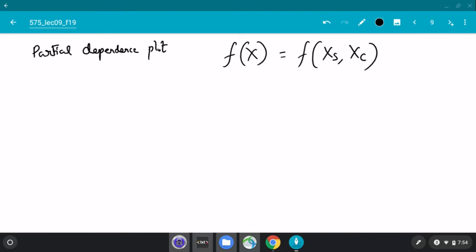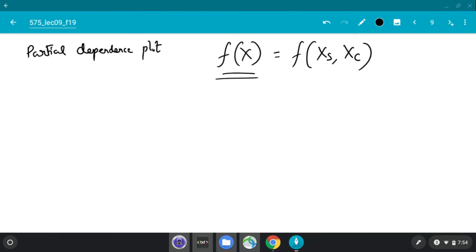So maybe I've already built a function, let's say this function f. It could be a random forest model, or a boosted model, or a gradient boosted machine. And I just want to know the dependence on two variables, so this function is a function of two variables, let's say income and education level. And how do I do that? I just named the variables xs and xc.